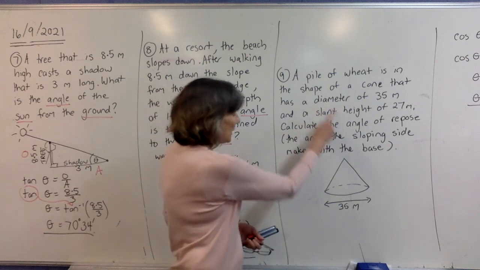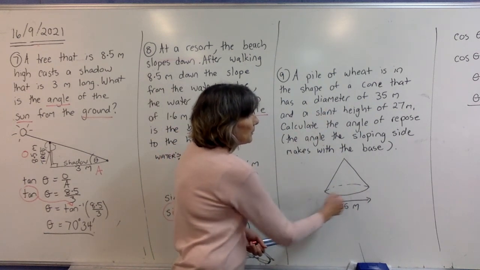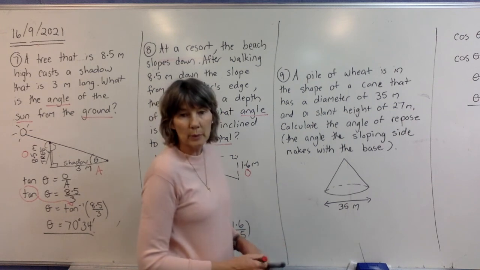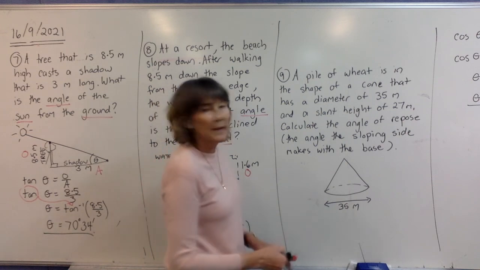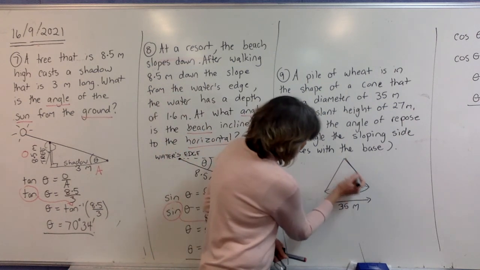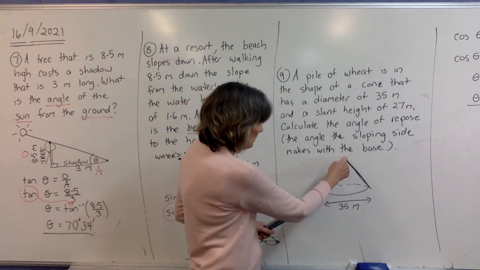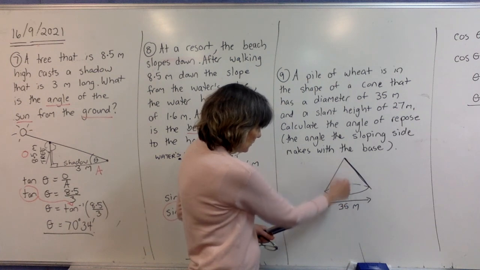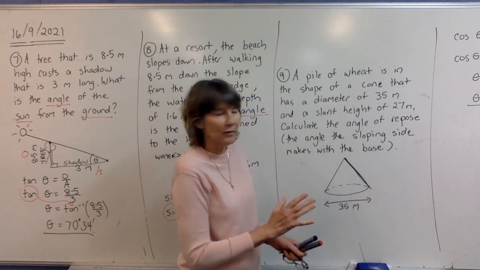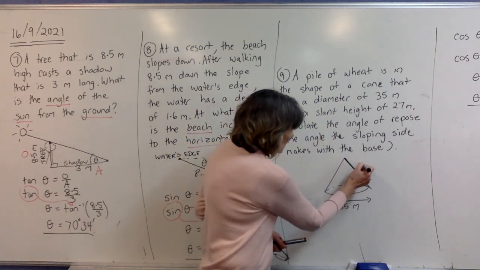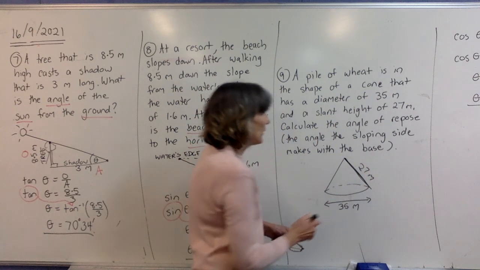Okay, it has a diameter of the circle at the bottom of 35 metres. It has a slant height of 27 metres. Now the slant height of a cone is this. So we have a perpendicular height, which will be from the top to the middle of the bottom there, and it's at right angles, but that's not what they've given us. They've given us the slant height, and that's 27 metres. So we'll put that on.